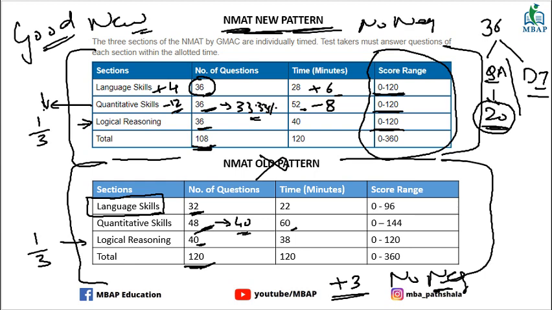So till now there is no assurance about negative marking, because it is not mentioned. At this point of time we can assume that there is no change in the test score and all that, but I'm not sure much, okay, what this 0 to 120, 0 to 120 means out there.